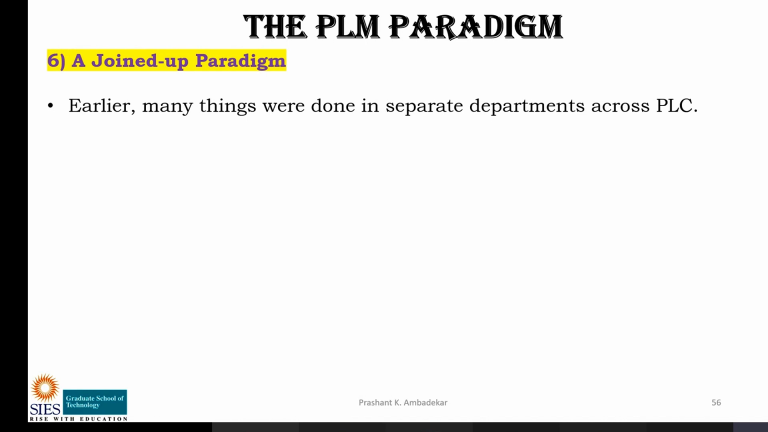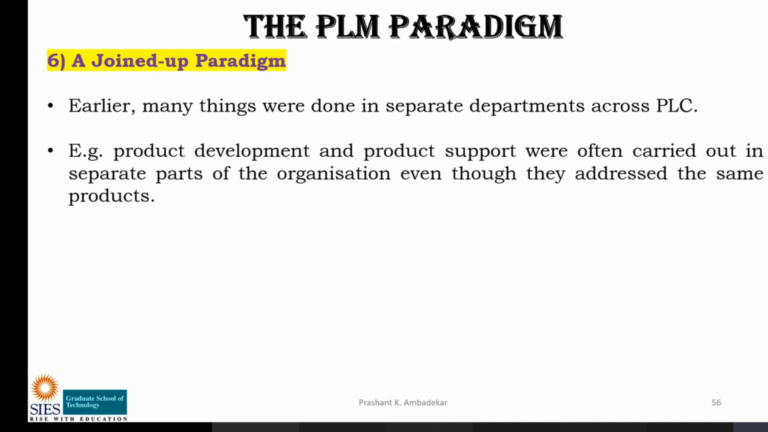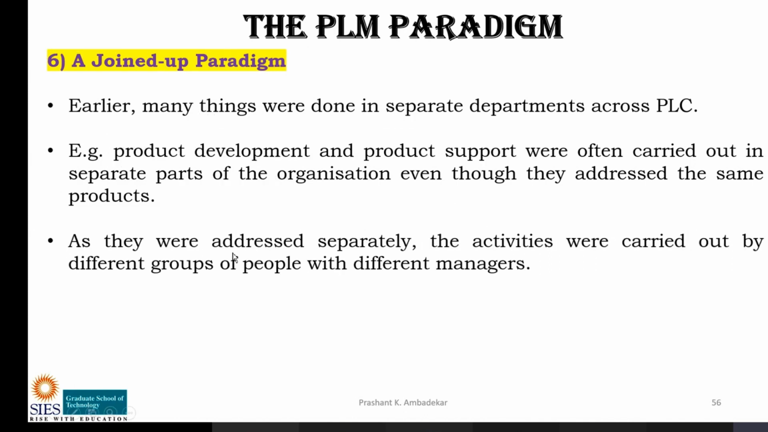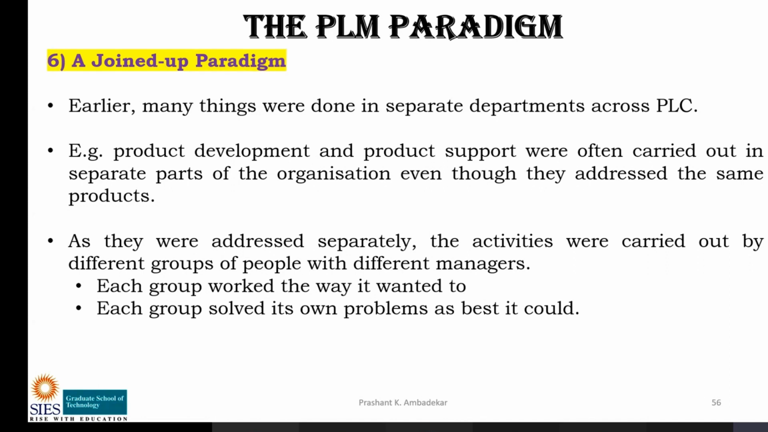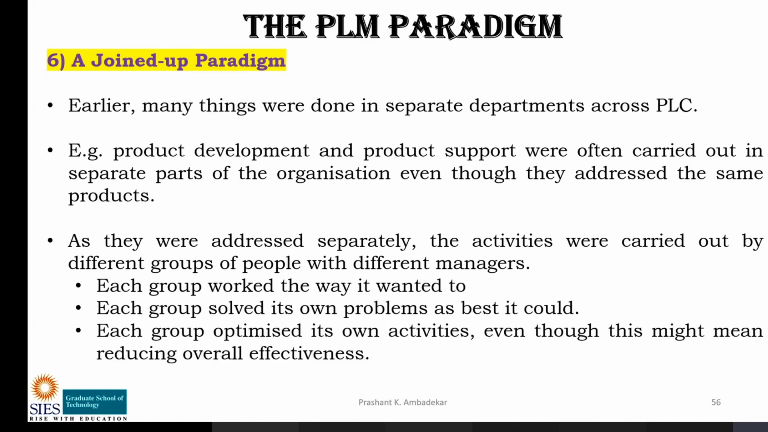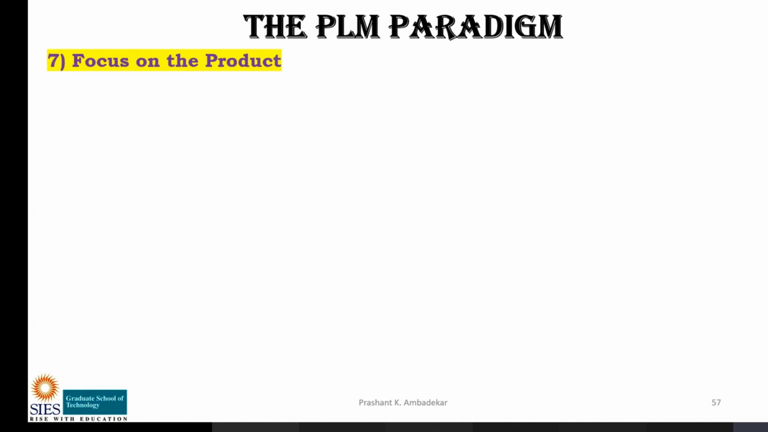So earlier many things were done in the department, but they were done separately, like product development and product support. That is related activity, but it was done separately by different people. And since it was done differently by different people, the output was not that much. So whatever I have told, the same thing is written here. Each group worked the way it wanted to. Each group solved its own problem as best as it could. Each group optimized its own activities. They found the best way of doing their activity, even though this might mean reducing overall effectiveness. So the product's overall effectiveness was somewhere not achieved in this.